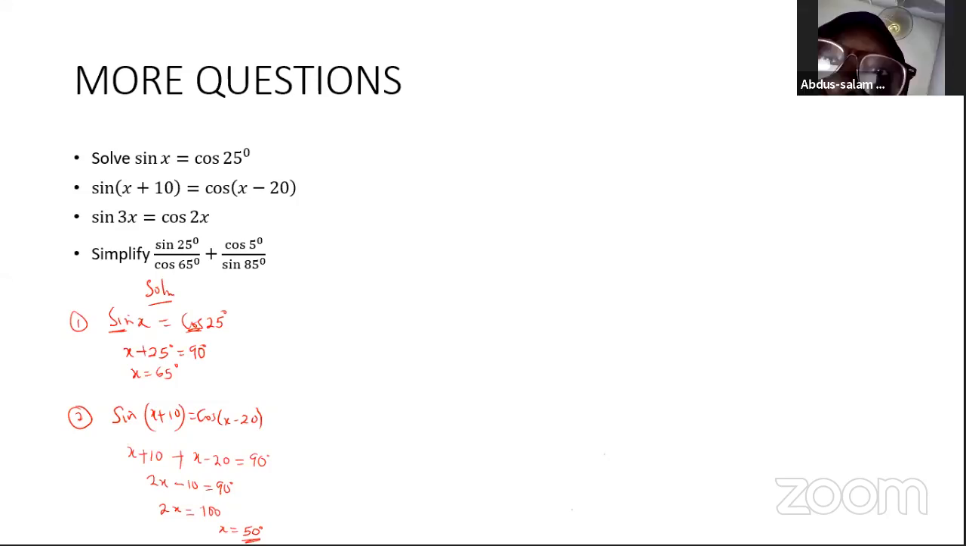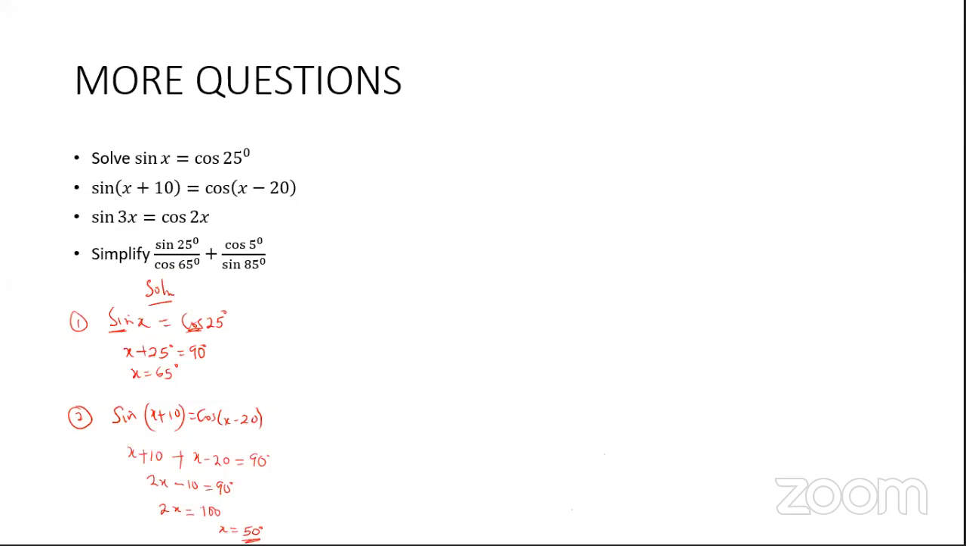Sine 3x equals cos 2x. Sammy, okay, go ahead. Sin 3x equals cos 2x. So that means you add your 3x plus 2x. Very good. You add 3x plus 2x equals to 90 degrees. Very good.